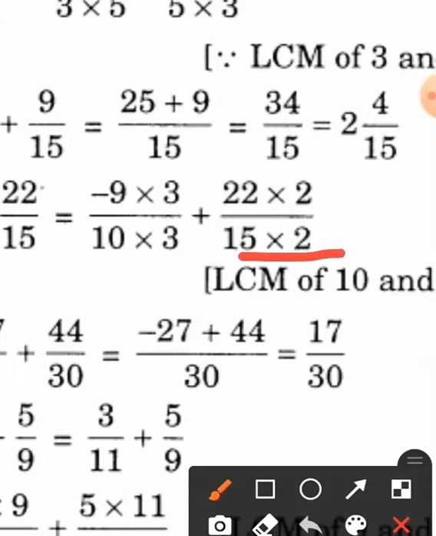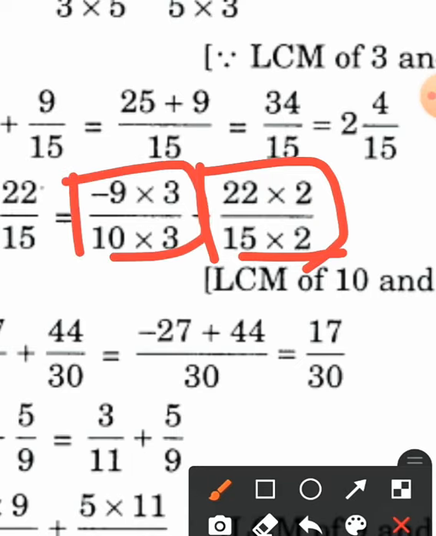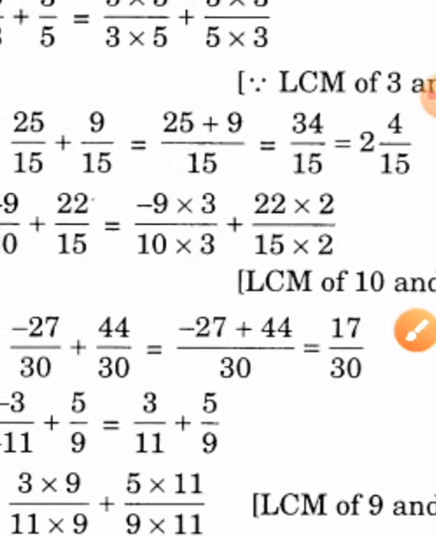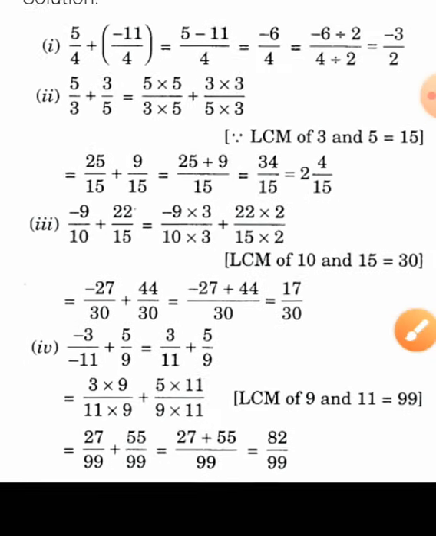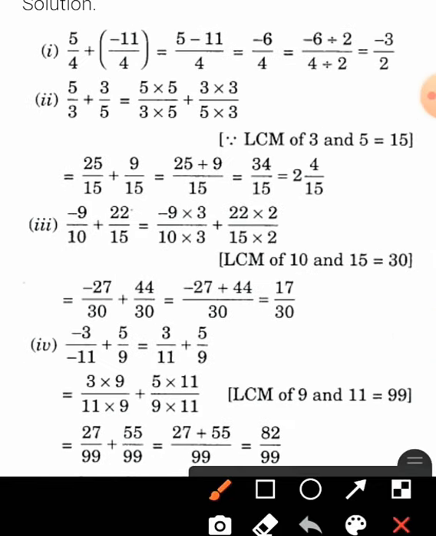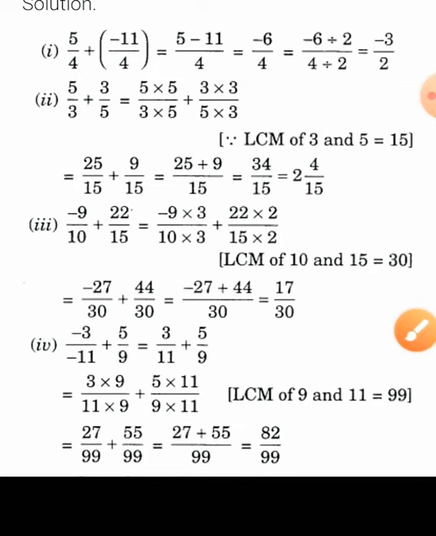So this fraction we are multiplying by 2 and this fraction we are multiplying by 3. Now moving ahead with the calculation part. So we will multiply. So 9 3s are 27, but it is minus 9, not 9.